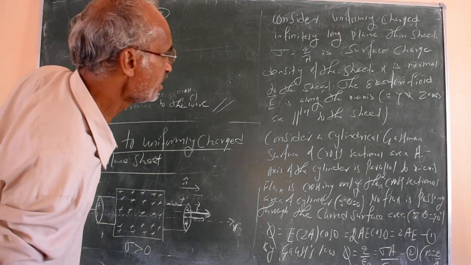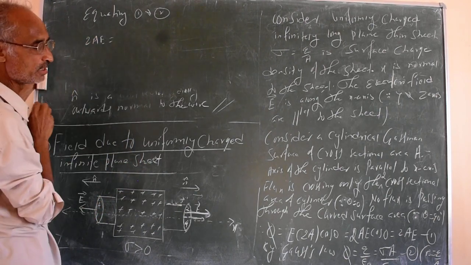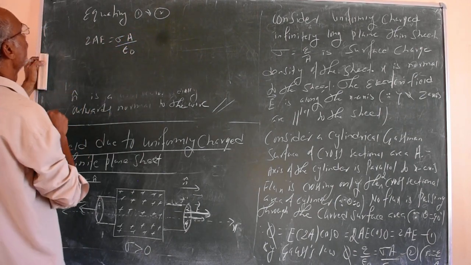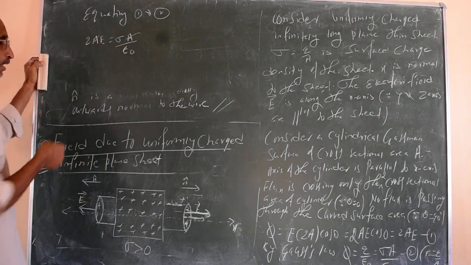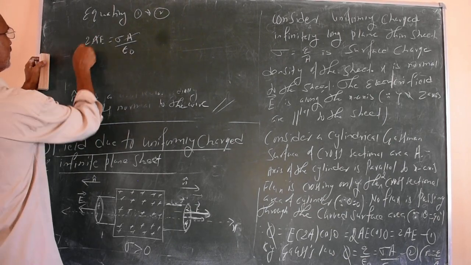Therefore, 2AE is equal to sigma A upon epsilon naught. That's the end of the derivation. A cancels out. Look at the final result: A does not appear. Therefore, any Gaussian surface you can take. The shape and size of the Gaussian surface is immaterial in the derivation. It may be cylindrical, it may be parallelepiped. Therefore, A cancels out.